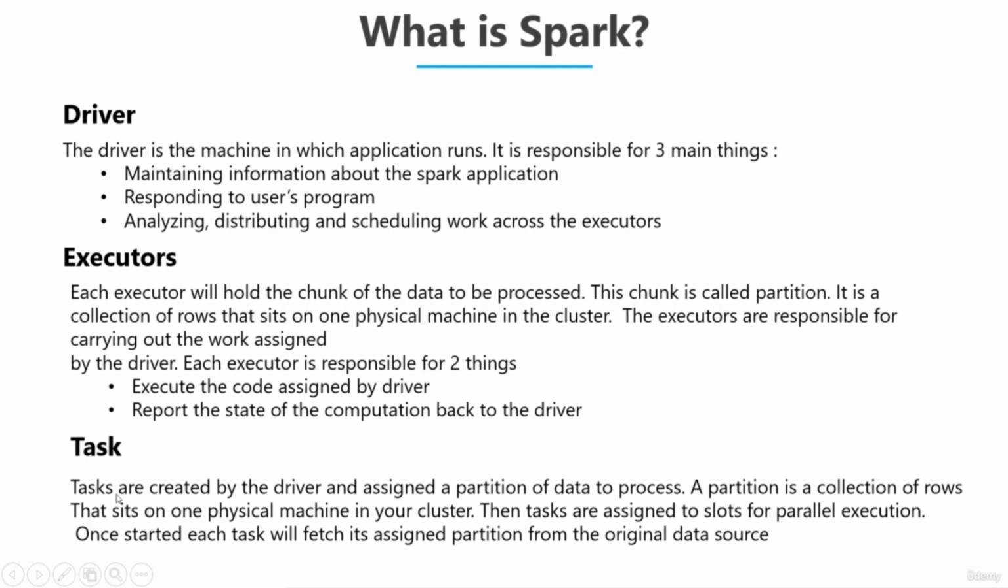Then we have the task. Obviously, a task is that particular work which we need to perform. These are the tasks which are created by the driver, and each is assigned a partition of data to process, and the partition is something like a collection of rows, as we discussed. Then the tasks are going to be assigned to slots for parallel execution. Once started, each task will fetch the assigned partition from the original data source and then it is going to be executed by executors.